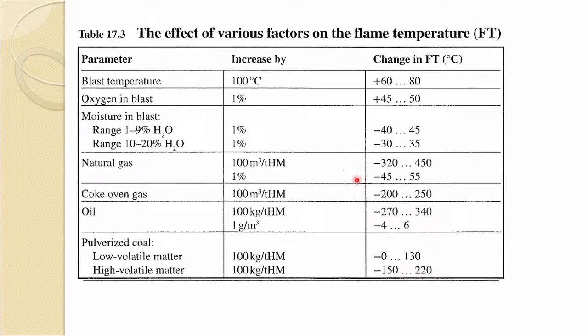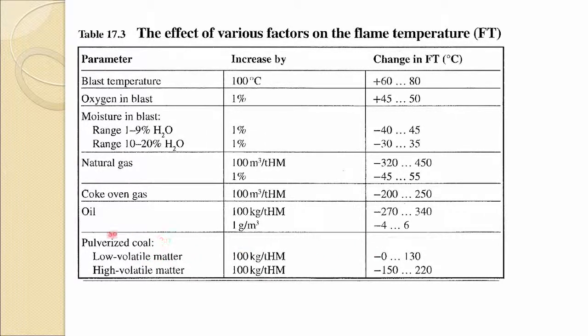So, coke oven gas, again of the same order as natural gas you put in, has a little lesser effect, nevertheless it is a very big effect on flame temperature. So, between 200 and 250 it reduces the flame temperature. Oil, again 100 kg per ton of hot metal, reduces the flame temperature in the range of 270 to 340 degrees Celsius.